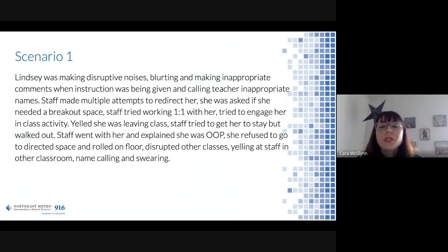She yelled while she was leaving the class, and staff were trying to get her to stay in class at that point, but she decided to still walk out. Staff went with her and explained that she was not where she was supposed to be, so OOP, out of place, and she was refusing to go into a directed space, so some sort of breakout space.